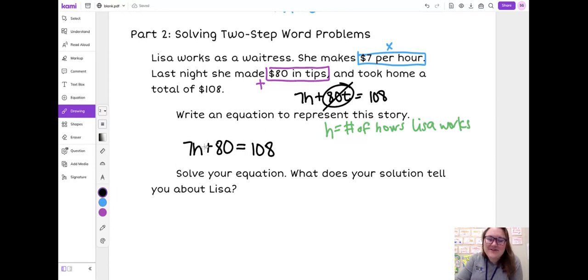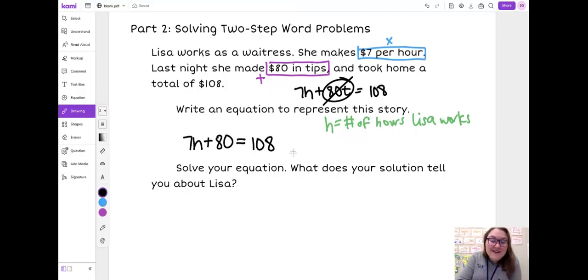After we write our equation, this last part is review from yesterday's lesson, solving a two-step equation. So one last time, pause the video, solve this equation using what you've learned yesterday, and then come back to see how you did.